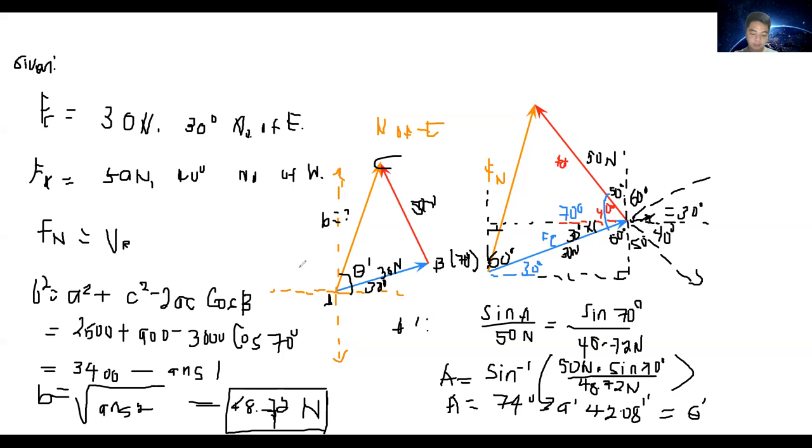We have 104 degrees. Dito ang sulat, no? The whole theta that we want to obtain is 104 degrees, 39 minutes, 42.08 seconds. So our final answer is equivalent to F sub n equals 48.72 newtons, 104 degrees, 39 minutes, 42 seconds. Continuation lang yan sa paper nyo, okay?